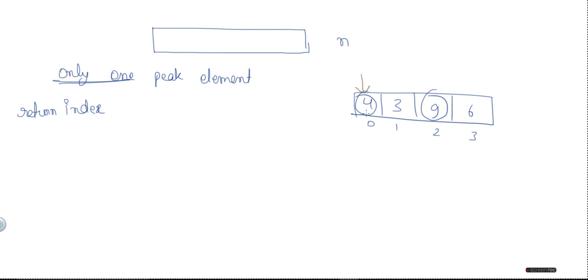Basically 4 is greater than its neighbor, right? So the condition is the element should be greater than or at least equal to its neighbor. For the leftmost element and the rightmost element, we have only one neighbor, but for all the middle elements, we have two neighbors. For example, 3 has two neighbors, 4 and 9. Okay, so obviously we have to discover only one peak element.